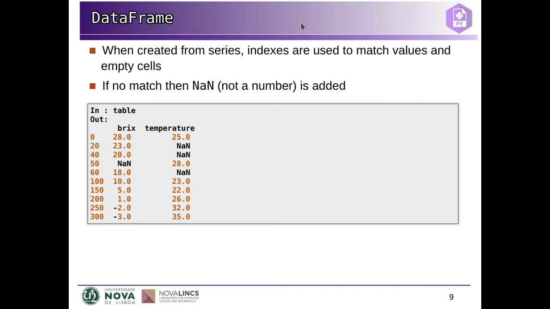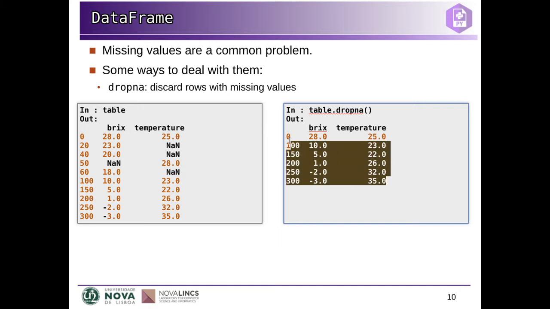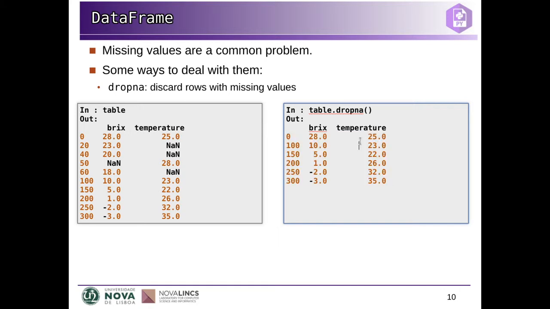So let's suppose that we want to do something for which we cannot have empty values or missing values in our data. One possibility is to drop rows with missing values. So we don't want any row in our table that has a value missing. In this case, this is easy to do. We use the dropna method for the data frame, and it will return a copy of the data frame, a new data frame, without the rows that have missing values.